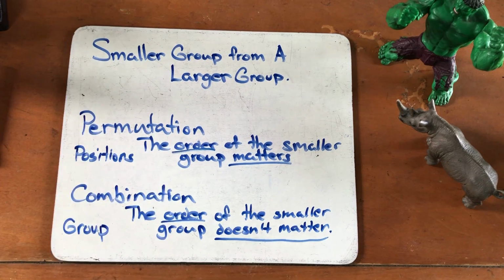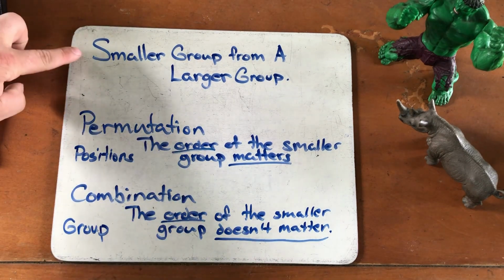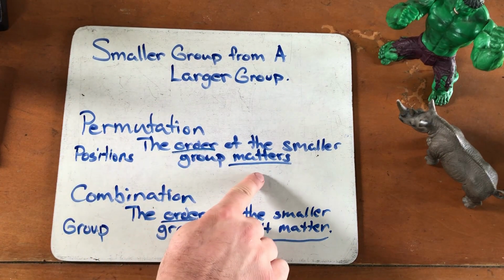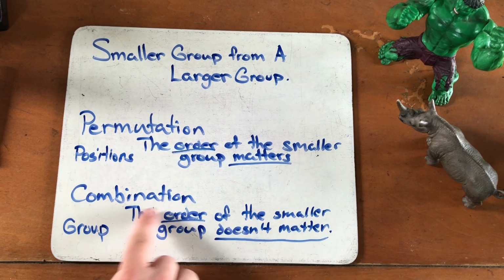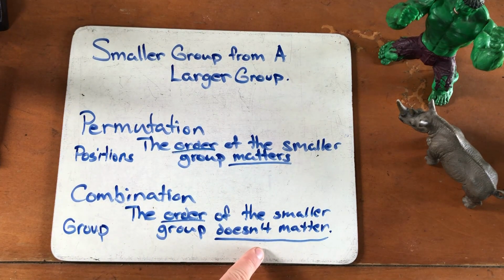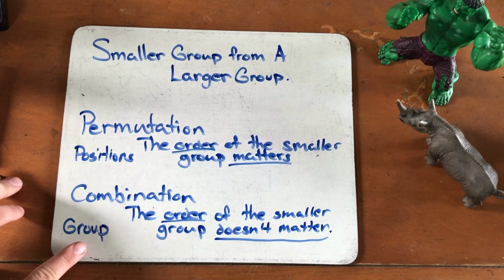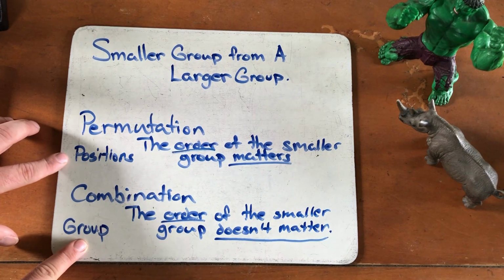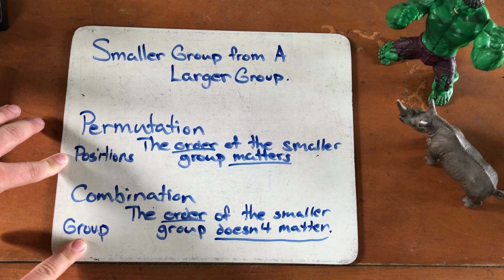Both of these are a way of choosing a smaller group from a larger group. There's one specific difference. For a permutation, the order matters. And for a combination, the order doesn't matter. Another way to think about that is that for a combination, we're just making a group. And for permutations, we might have positions like first, second, third, or fourth, or president, vice president, secretary.